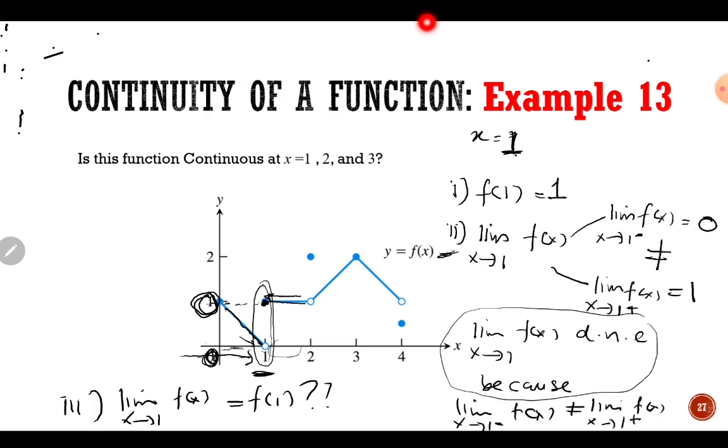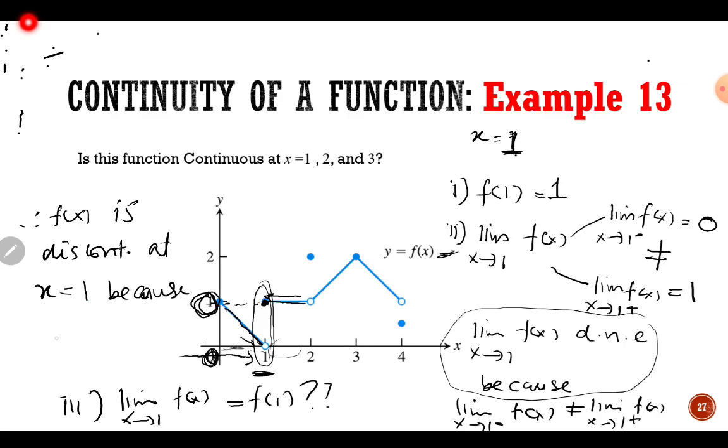Okay, since the limit does not exist, we confirm the function is not continuous at x equals 1. So in conclusion, you have to write a conclusion: f(x) is discontinuous at x equals 1, because you have to justify the reason, because the limit of f(x) as x approaches 1 does not exist.